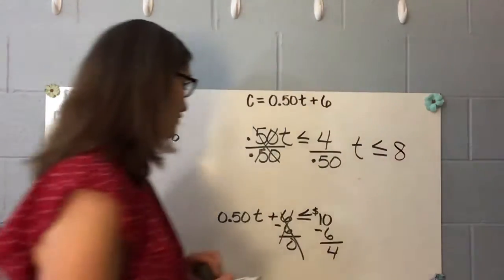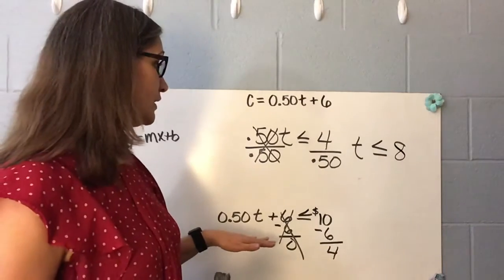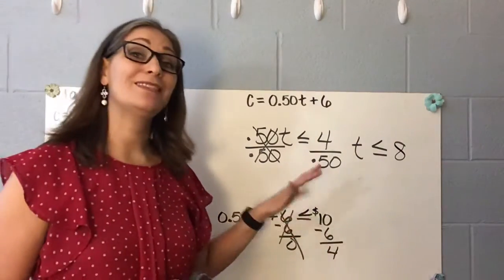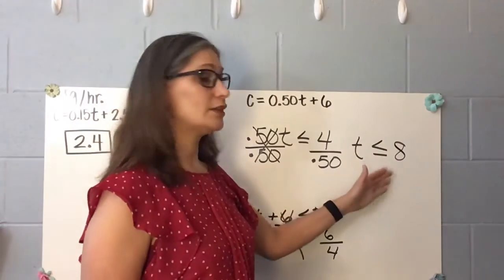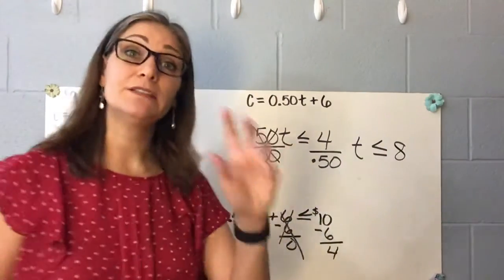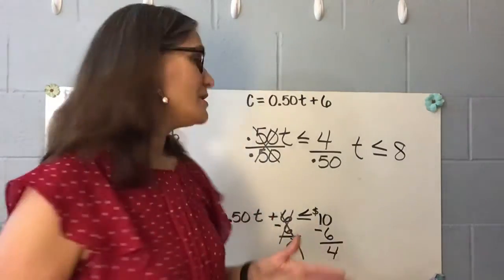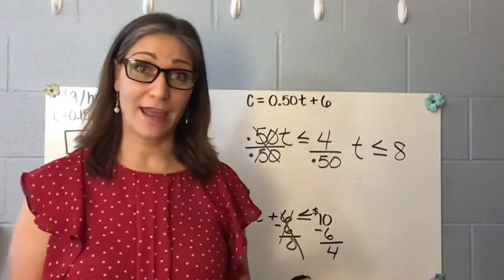So the original question with this was, how long can they go if they want to spend less than $10? So their time has to be less than or equal to 8 minutes. They can go 8 minutes, 7 minutes, 6, 5, 4, anything like that, but they can't go 9 minutes for the amount of money they have.